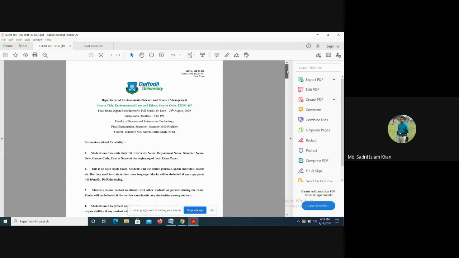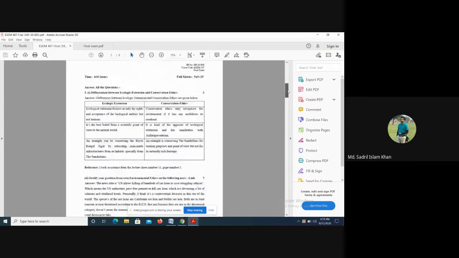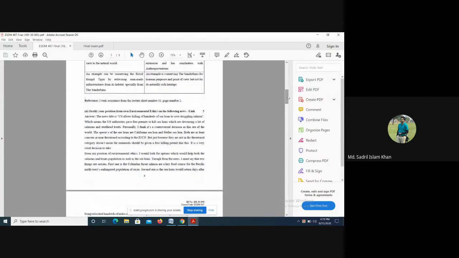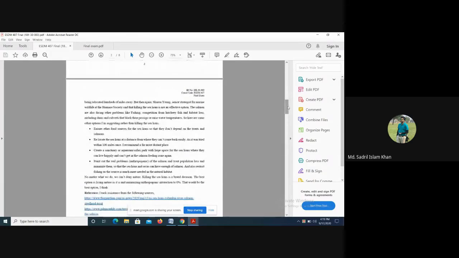For example, this is a response for environmental laws and ethics. The question I asked here was to justify your position, your environmental ethics, on that news. They have shared it here, and you can see that this student is suggesting some of his own suggestions from his own thinking.